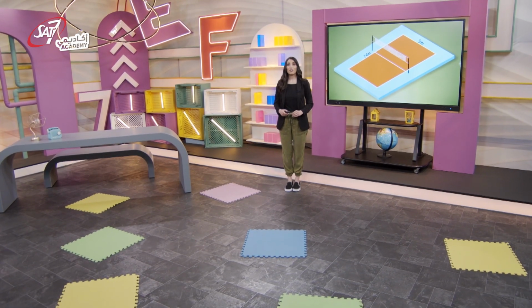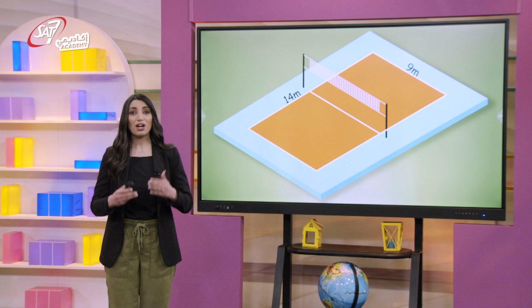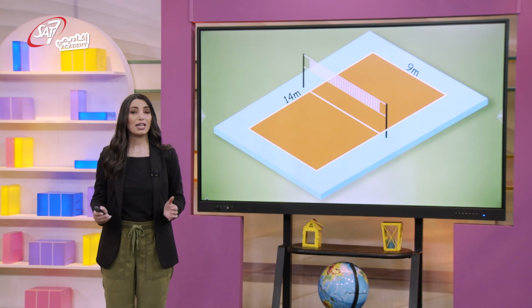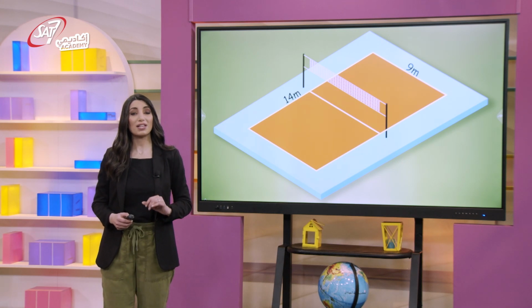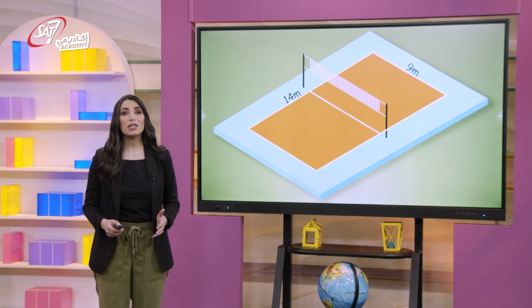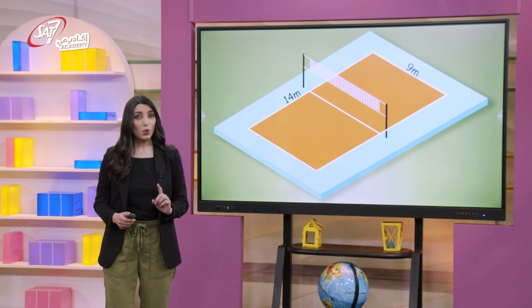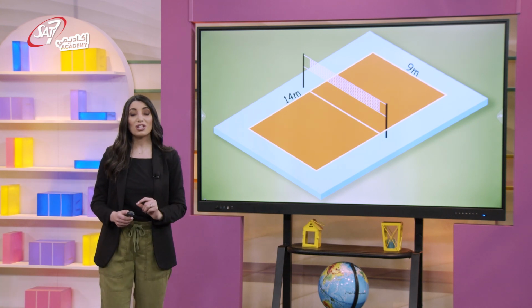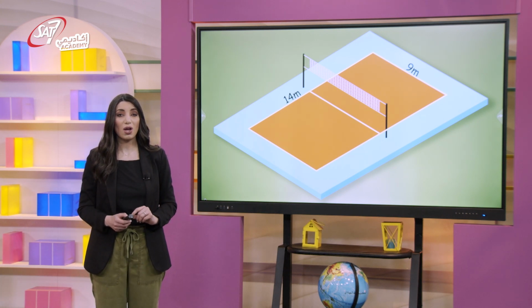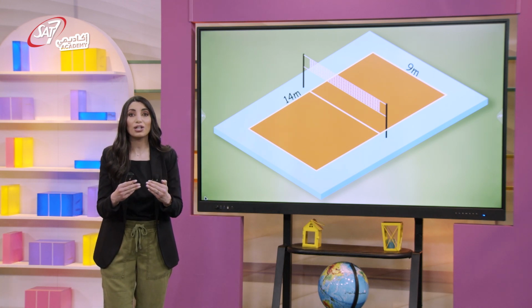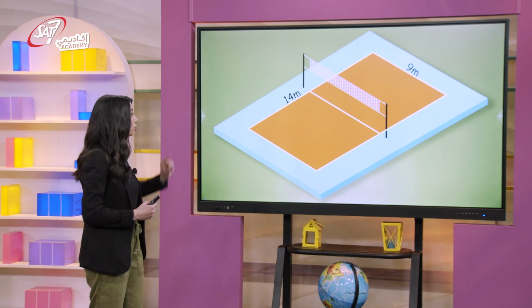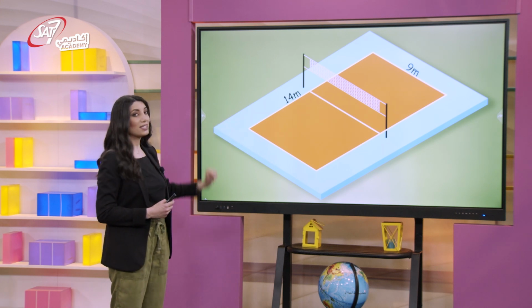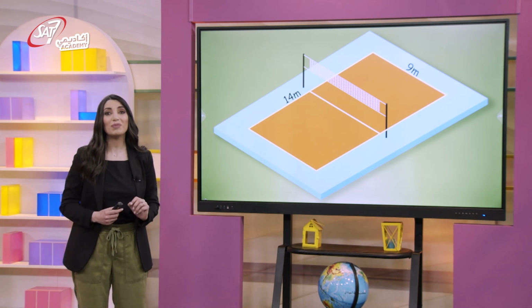So every evening, Rami walks his dog Steve around the volleyball court. Can you tell the distance that Rami walks every day? What is the perimeter? Even though some side measurements are missing here, we can guess them because the court is rectangular in shape. Opposite sides in a rectangle are equal. There are two 14-meter sides and two 9-meter sides.